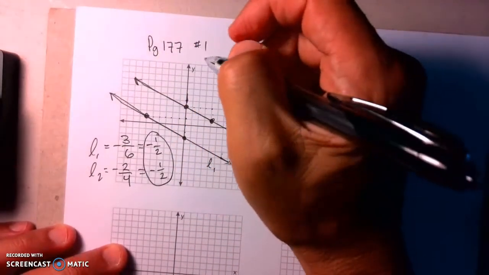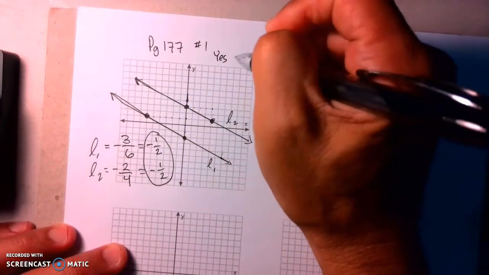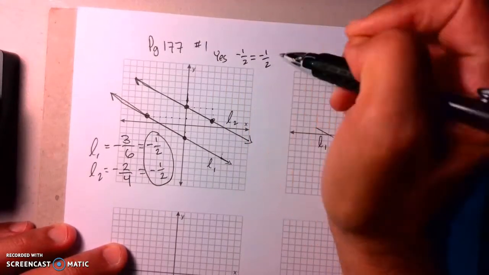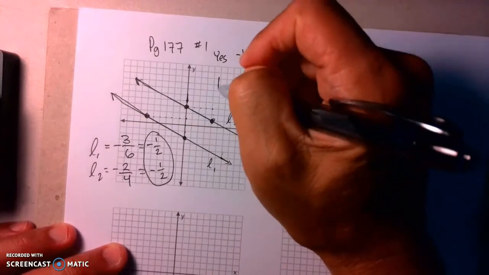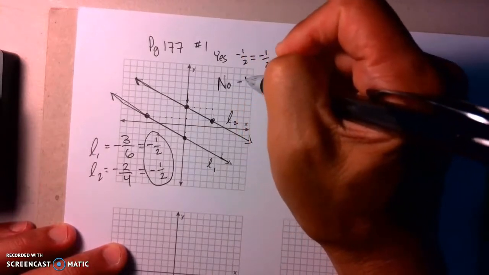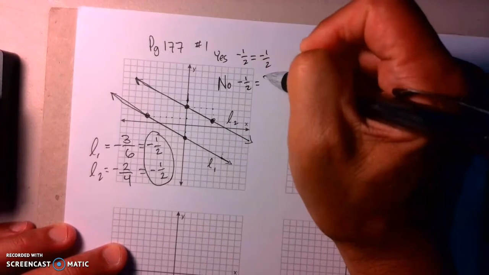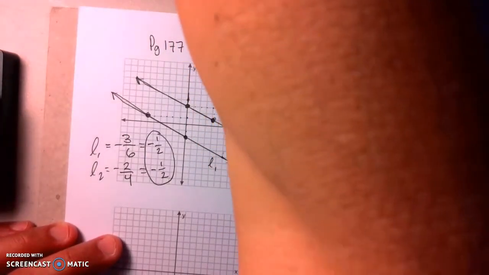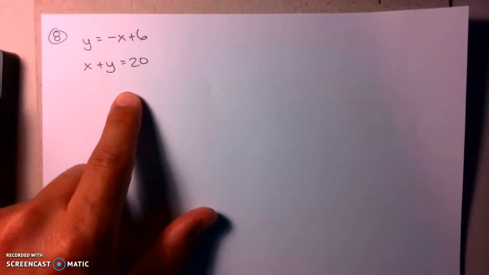If they ask you to explain it, just say yes, they are parallel, because -1/2 is equal to -1/2. Or maybe it's not parallel. You could say -1/2 is not equal to 3/4. Not equal to. Okay? Okay, moving on to problems 6 through 11.